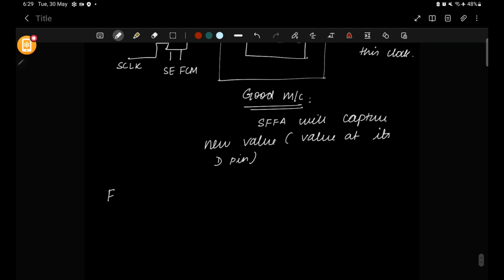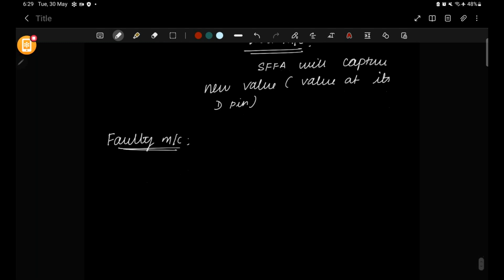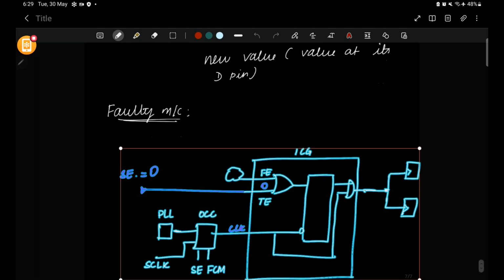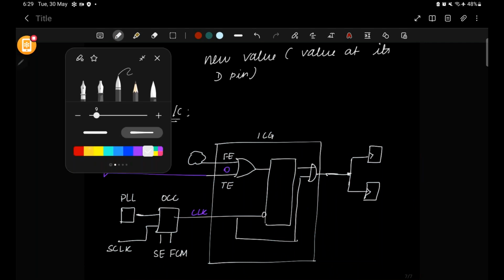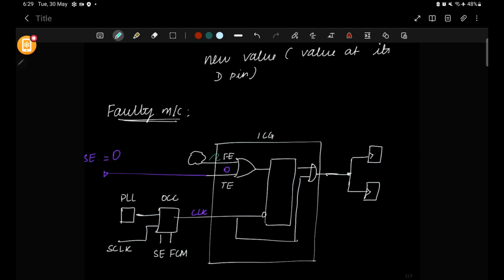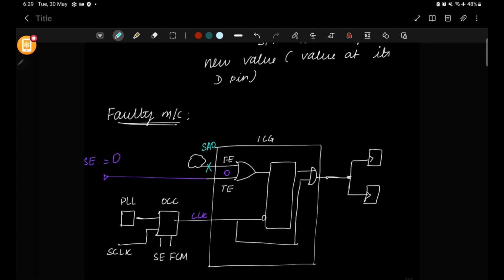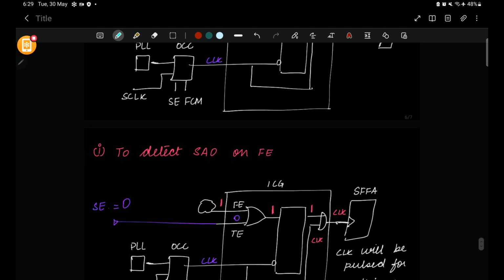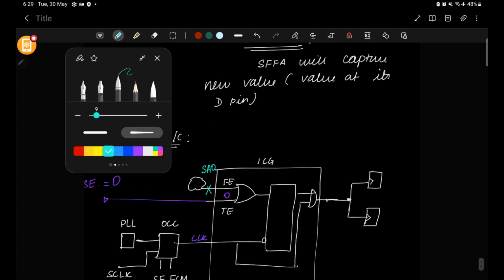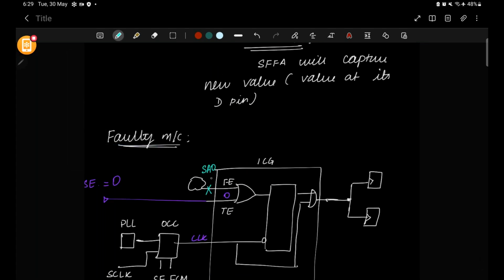But if you consider faulty machine, then what will happen? Faulty machine means the tool would have induced a stuck at 0 fault here, in order to detect stuck at 0 on functional enable. So as it is stuck at 0, this value will be 0. So here it will be 0, latch output will be 0.